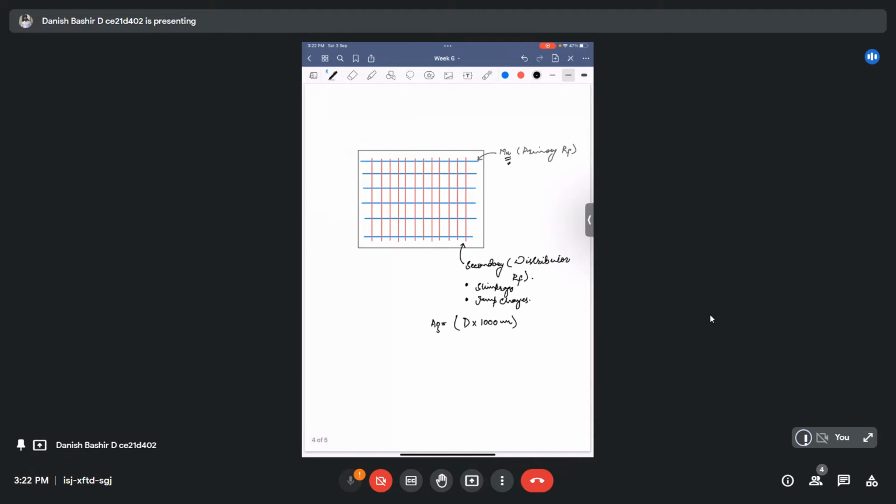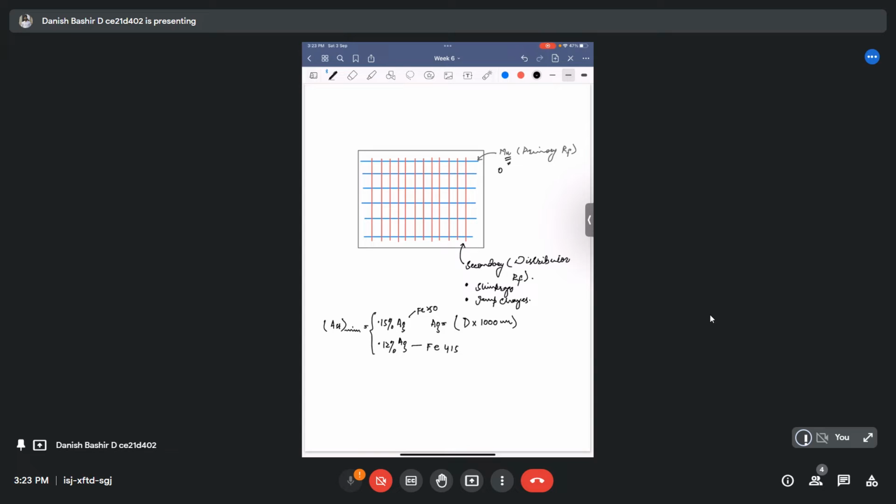So this distributed reinforcement, or Ast minimum, is usually given as 0.15% or 0.12% of the gross area of the slab, Ag. This one is for Fe 250 and this one is for Fe 415. And the primary reinforcement is governed by the moment coming on our slab section. And there is another rule for the primary reinforcement, the main bars.